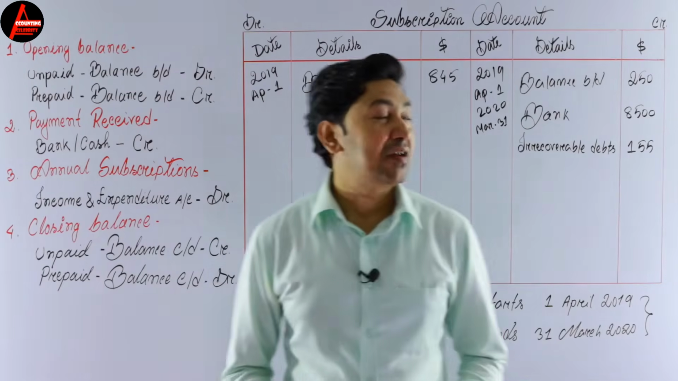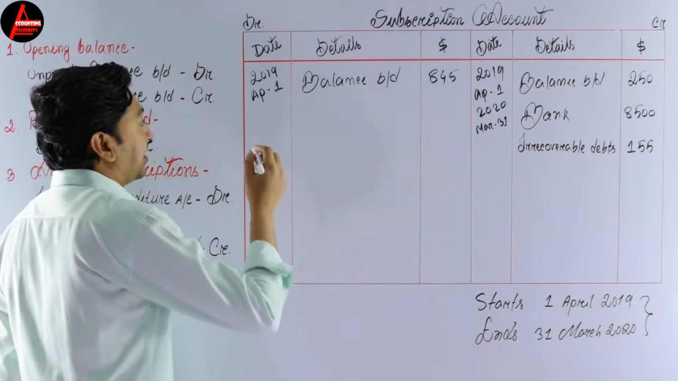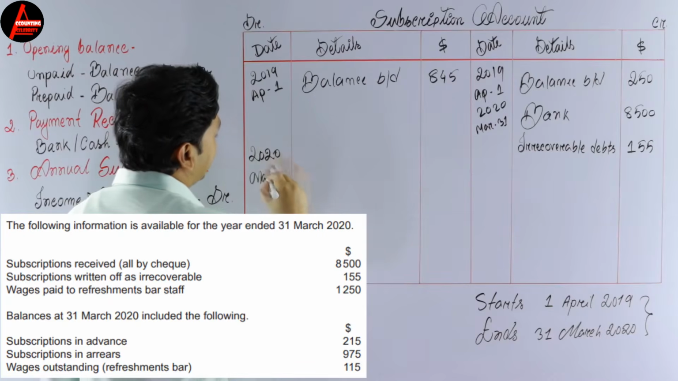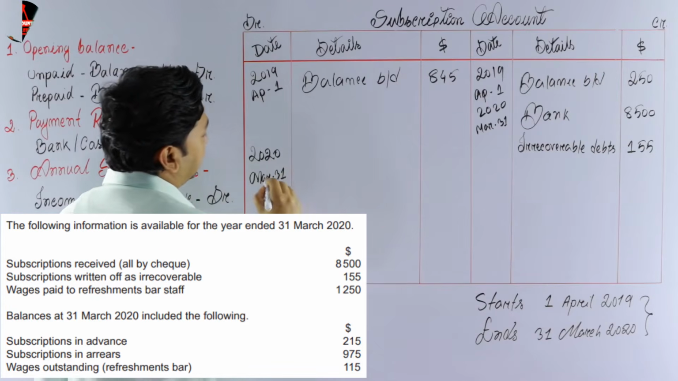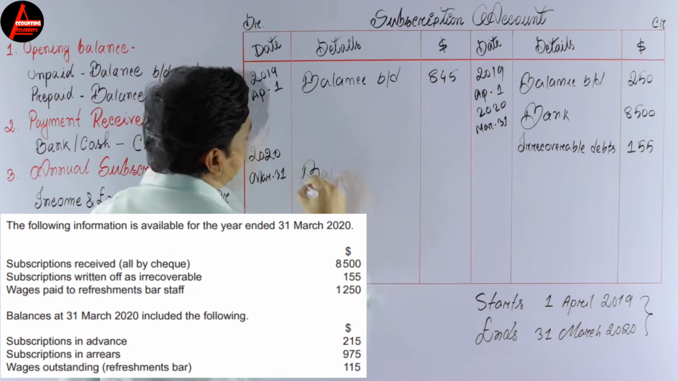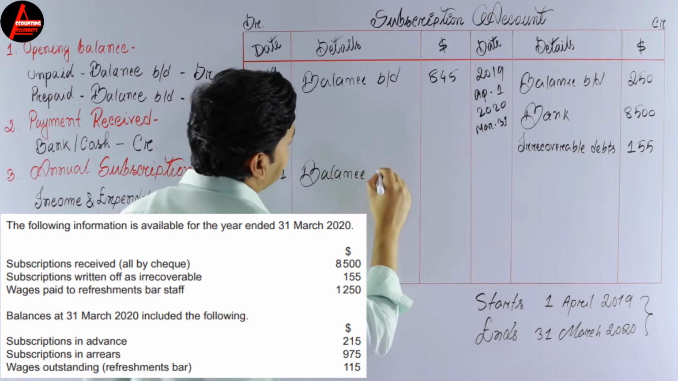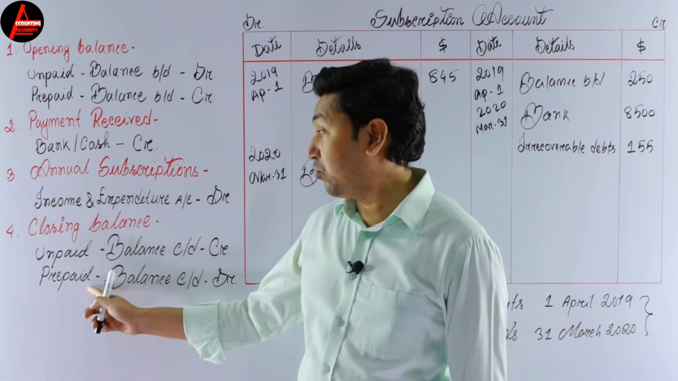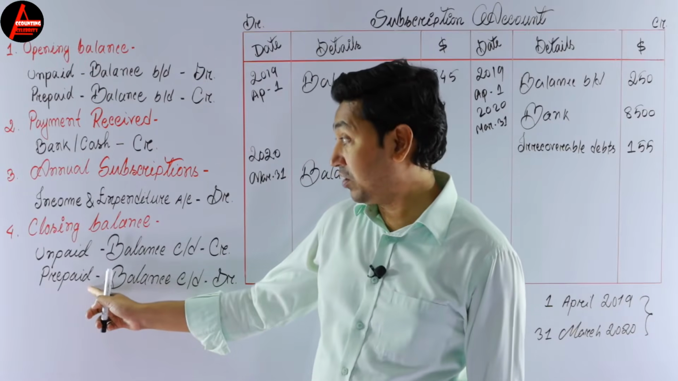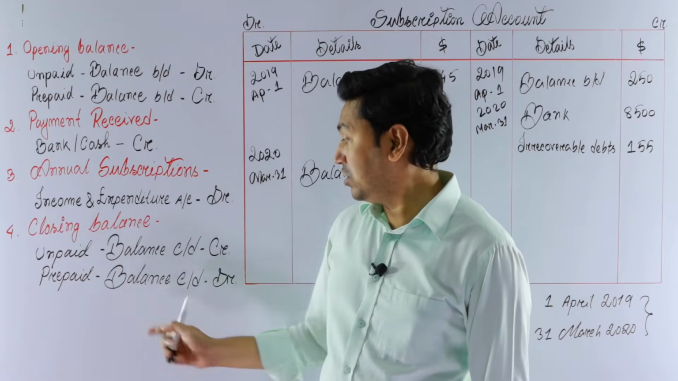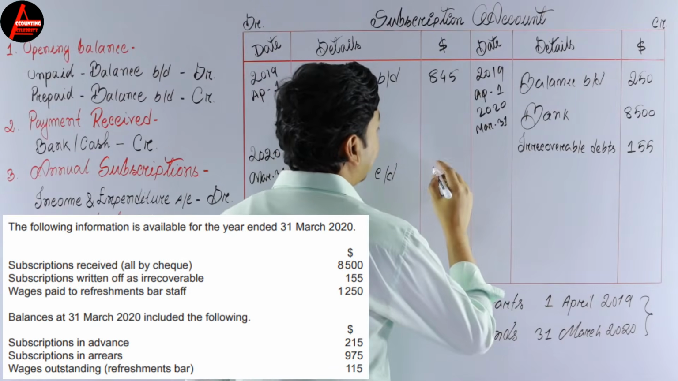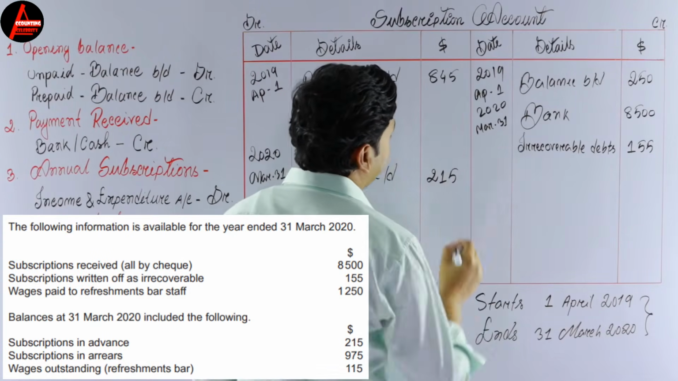Okay, so let us write balance c/d. So the date is here, last day, so 2020 March 31st. So we will write here balance c/d. Okay, which amount will come on the debit side? The amount which is received in advance or the amount which is prepaid. Okay, so here the amount in the question is $215. So let us write 215.